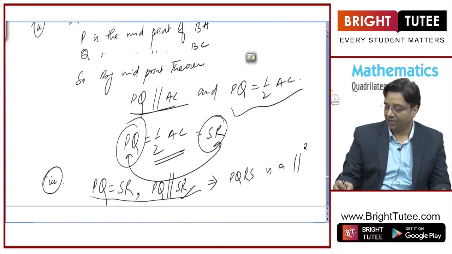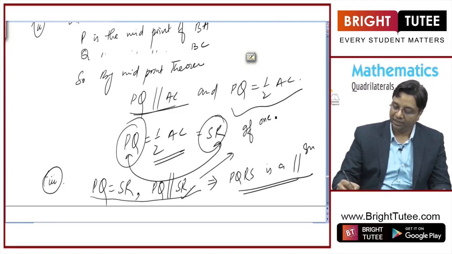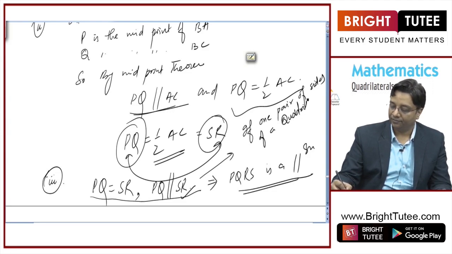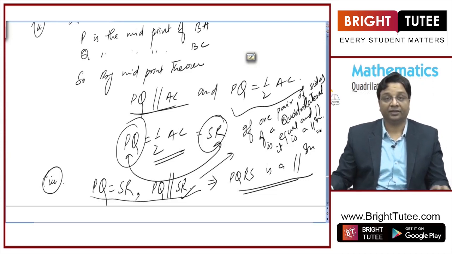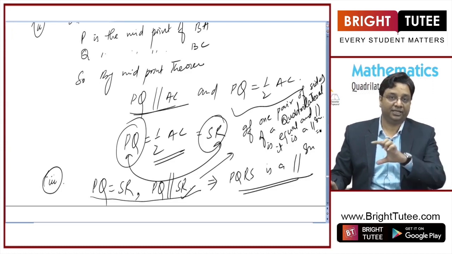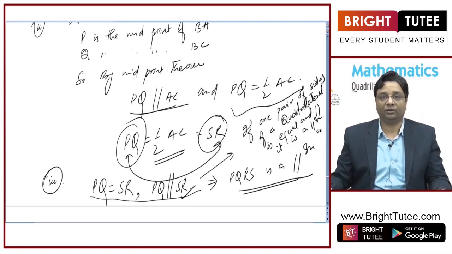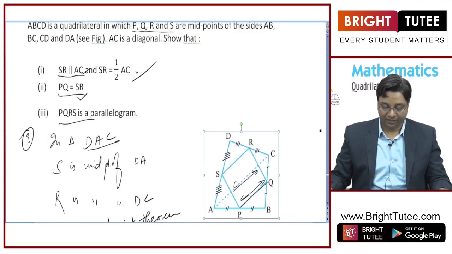PQRS is a parallelogram. If you want to write the reason here, you can say, if one pair of sides of a quadrilateral is equal and parallel, it becomes a parallelogram. It is a parallelogram, right? This we have studied in the previous lecture, that if one pair of sides is equal and parallel, then it is a parallelogram, right? So I've shown all three parts here. So let's move to the next question.